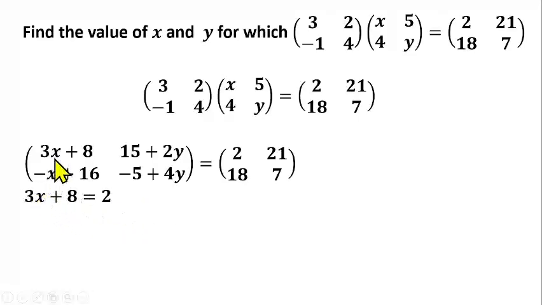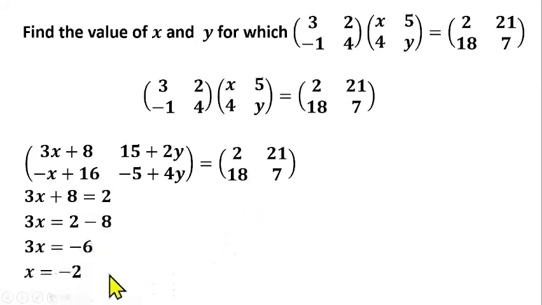So 3s plus 8 will equal to 2, so we can find our s from there. So collect like terms: 3s equals to 2 minus 8, that gives us 3s equal to minus 6. Divide both sides by 3, s equals to minus 2. We can also do that here as well. We still get the same answer. So we have minus s plus 16 equals to 18. We still get our s to be minus 2 as well. So we don't need to repeat ourselves.